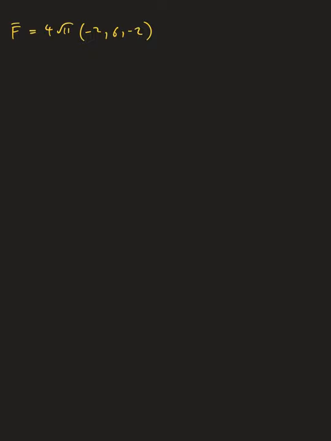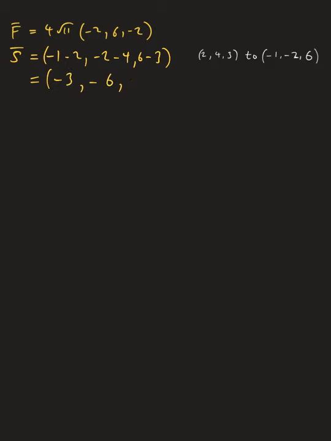Now to calculate the work done, I also need the displacement vector. That's S. So it moved from the point (2, 4, 3) to the point (-1, -2, 6). To get the vector that joins those two points, we subtract one from the other. So I have -1 minus 2 as my first element, then -2 minus 4, and then 6 minus 3. So my displacement vector is (-3, -6, 3). And then the work done is the dot product of the force and the displacement. Work is F dot S.